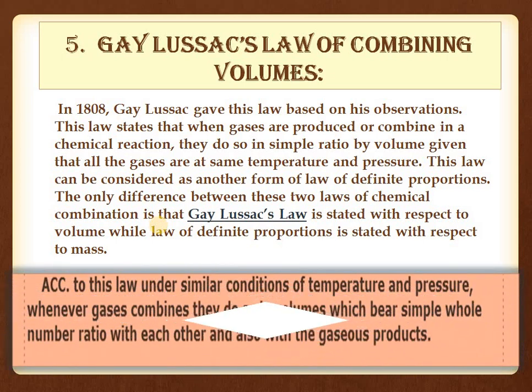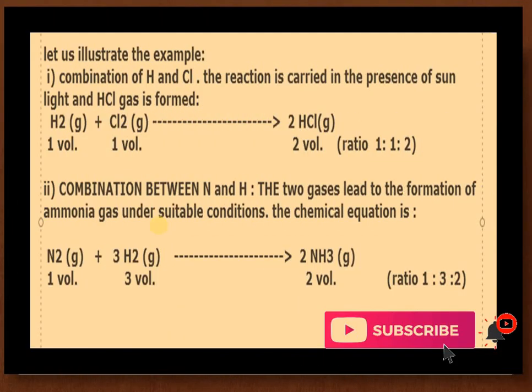So in short, we can say that according to this law, under similar conditions of temperature and pressure, whenever gases combine, they do so in a simple volume which bears simple whole number ratio with each other and also with the gaseous product. For example, the first example is the combination of hydrogen and chlorine. The reaction is carried out in the presence of sunlight and HCl gas is formed. H2 is a molecule of hydrogen gas plus Cl2, a molecule of chlorine gas.